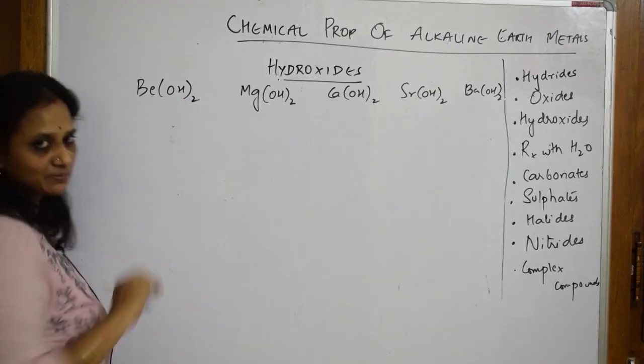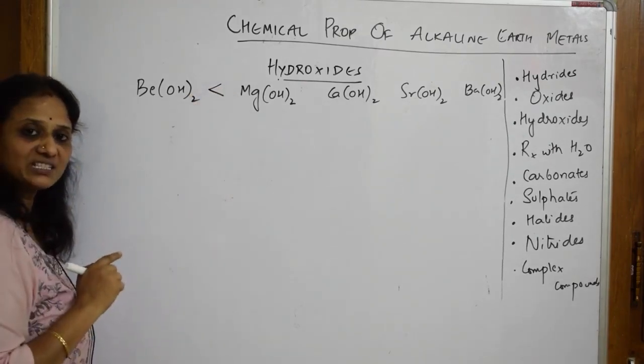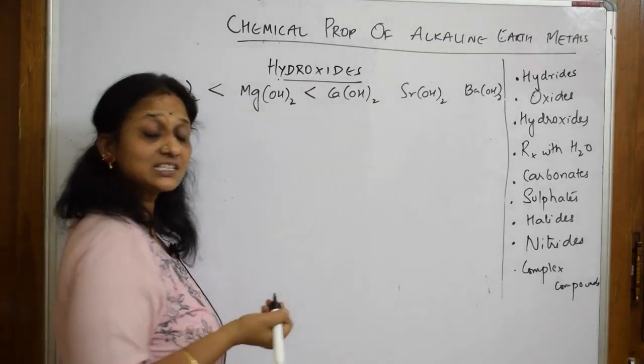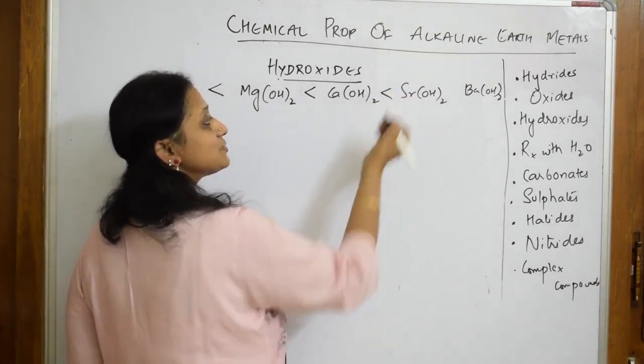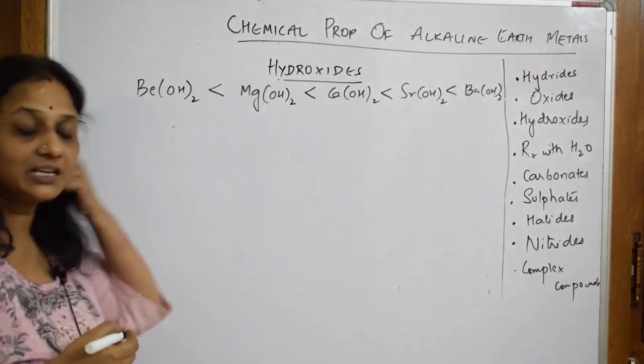Because of the presence of OH minus ion, correct? Now beryllium hydroxide is less basic. The order of basicity is: beryllium hydroxide is less basic than magnesium hydroxide, which is less basic than calcium hydroxide, which is less basic than strontium hydroxide, which is less basic than barium hydroxide. Yes. Now what is the reason?